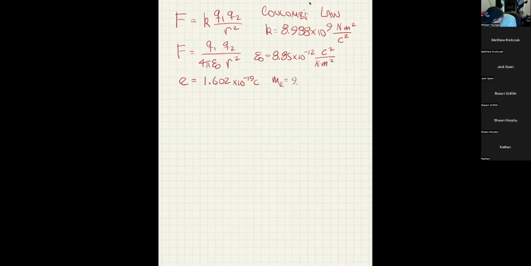Which is 9.109 times 10 to the negative 31 kilograms. Also the mass of the proton, which is 1.673 times 10 to the negative 27th kilograms. And just for good measure, the mass of the neutron is equal to 1.675 times 10 to the negative 27 kilograms. Those are just things we occasionally use.